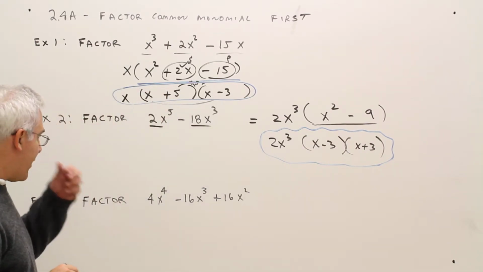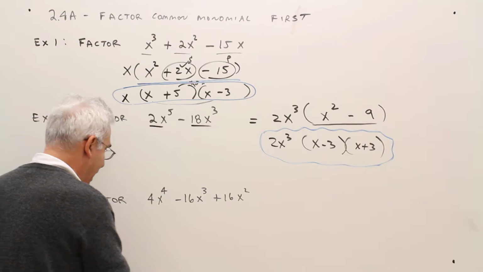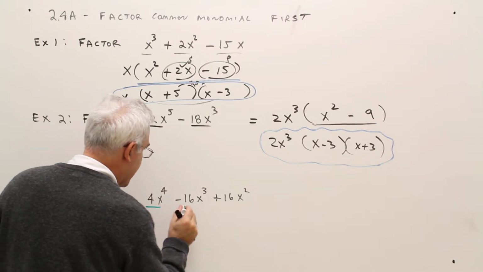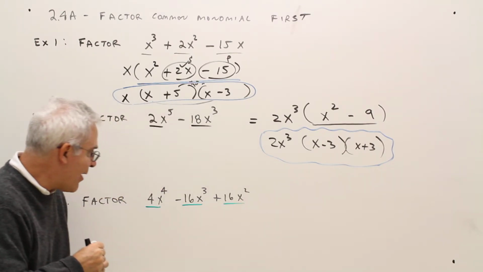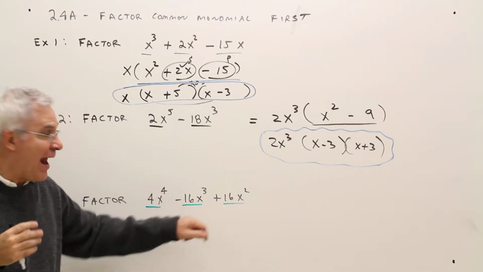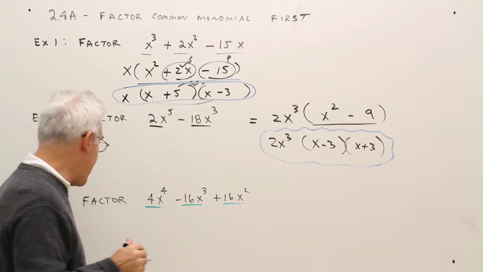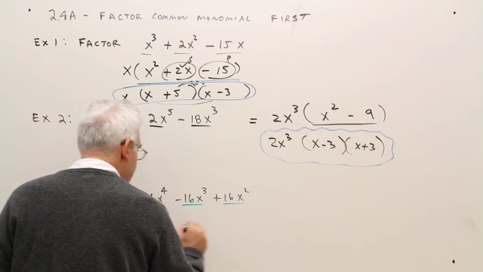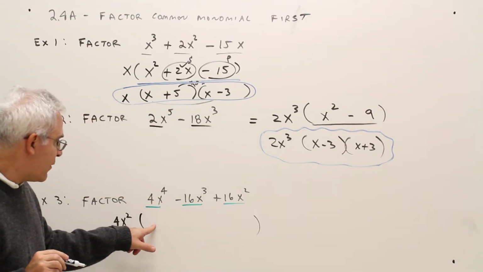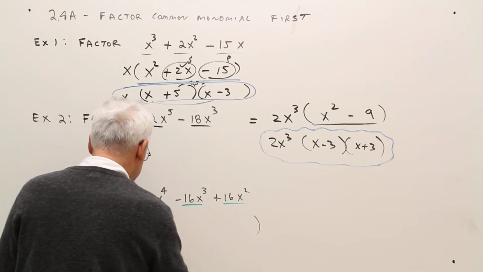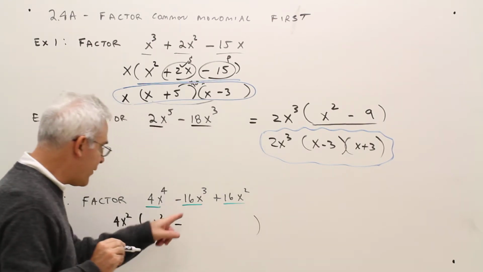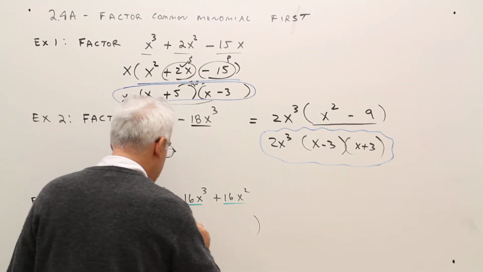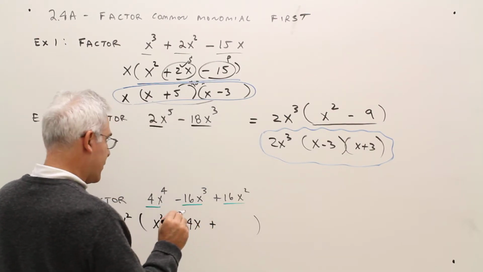All right, and then this last example, again, I'll look at each and every term. I can factor out the number 4 and an x squared. Okay, so let's take out the 4x squared, and let's see what remains. x squared minus 4x plus 4.